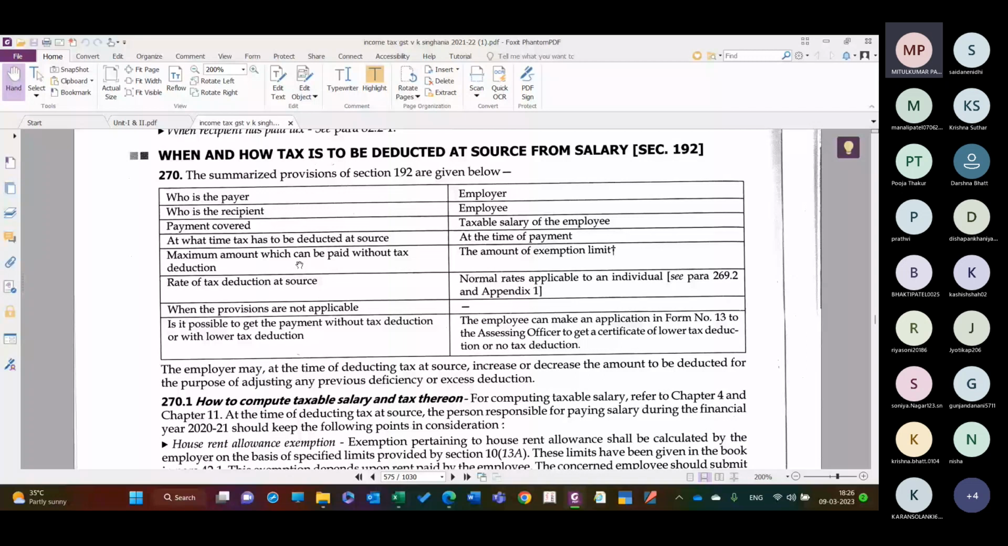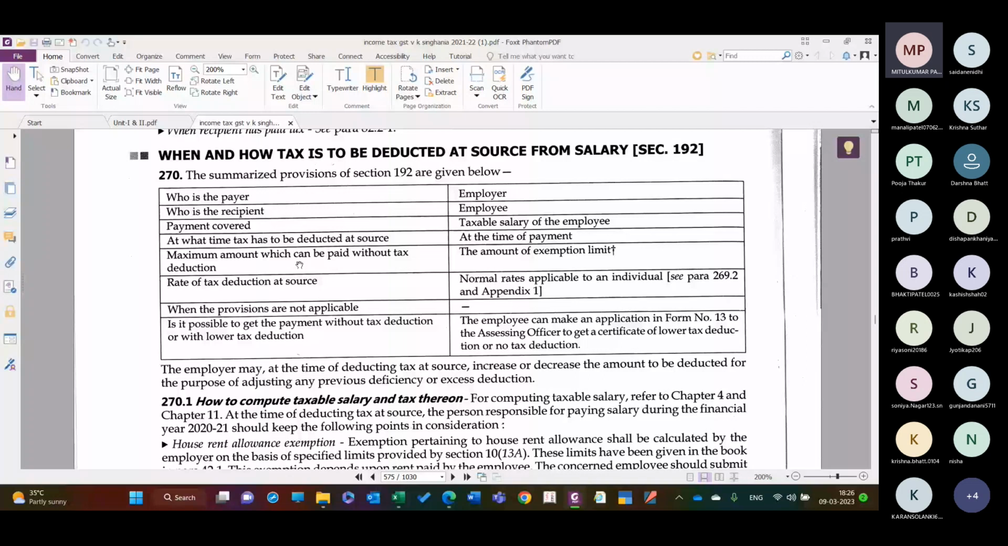So when and how the tax is to be deducted at source from salary. Obviously, if there is an employer-employee relationship, then there is a possibility of application of section 192. So the payer is to be treated as the employer who is making the payments of salary, and the recipient is the employee who is receiving the salary. So that is the employer-employee. The payment covered is the taxable salary of the employee.